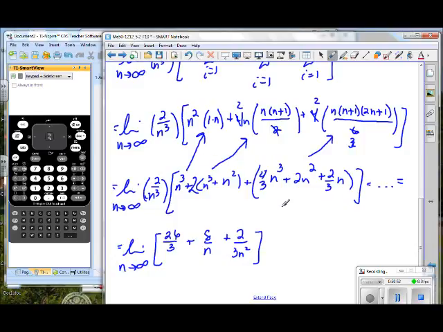Then the only thing we have left to do is, what do we do when we take n to infinity? Well, these last 2 terms are going to go to 0 because the denominator is increasing without bound, and our answer is going to be 26/3. And this would be 26/3 square units if we're talking about rectangles.